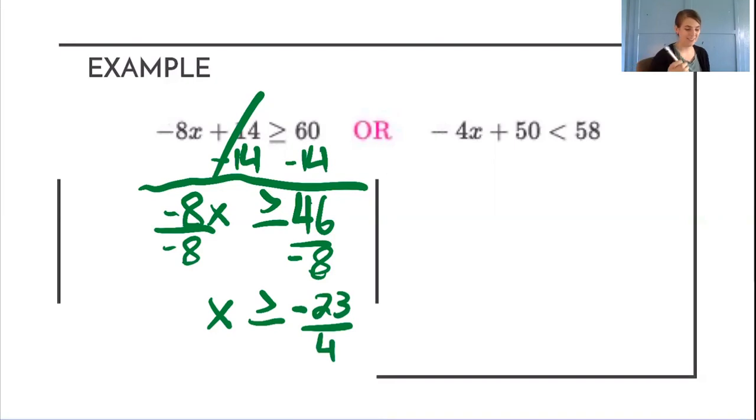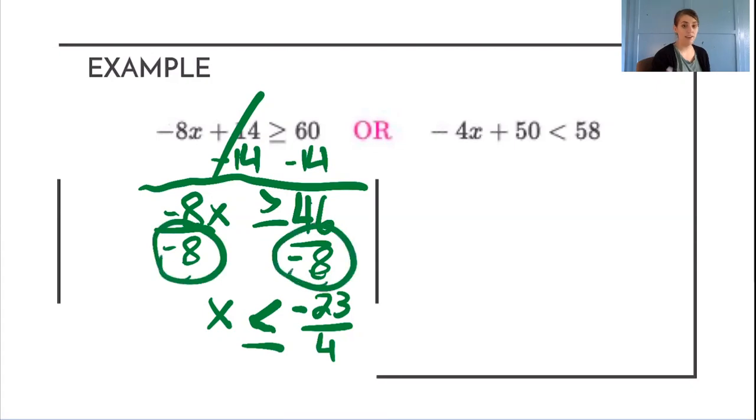Oh, I forgot to do something. We divided by a negative number. We divided by negative 8 on both sides. So that inequality is going to have to flip. So it should be x is less than or equal to negative 23 over 4 because we divided both of these by negative 8. Thank goodness I made that mistake so that you can see how I would have gotten it wrong if I had not been careful with my work.